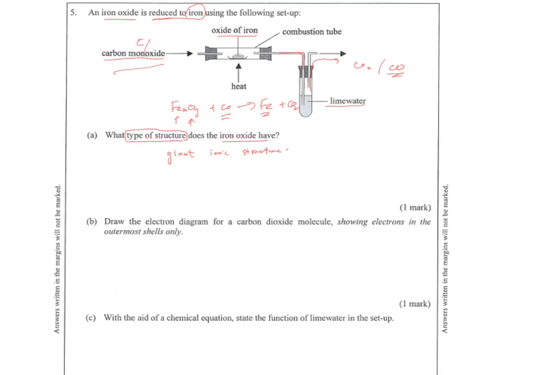And then draw the electron diagram for carbon dioxide. Carbon dioxide is very simple. Okay, very simple. But still some of you can't draw it. So remember that C is 2,4 electron arrangement, O is 2,6. So O can share 2 electrons, carbon can share 4 electrons. But here we have 2 O, so 1 C and 2 O. We know oxygen can share 2 electrons, and carbon can share 4.